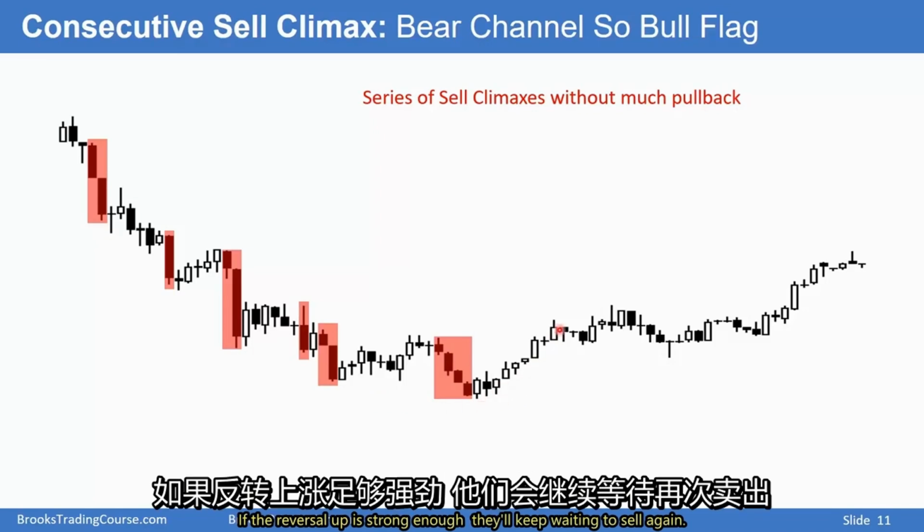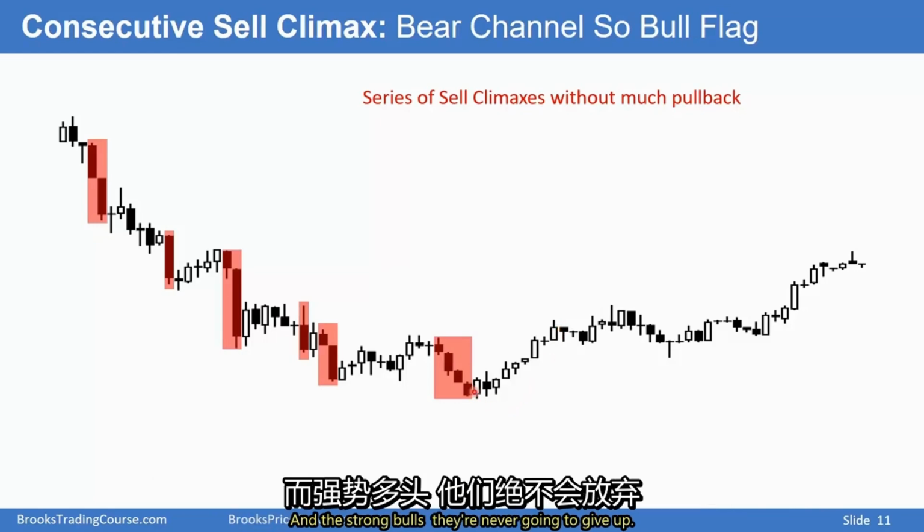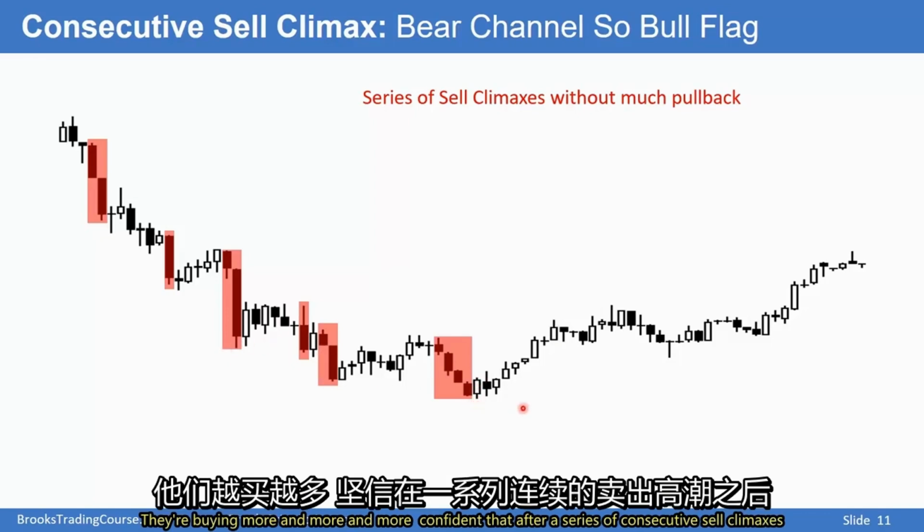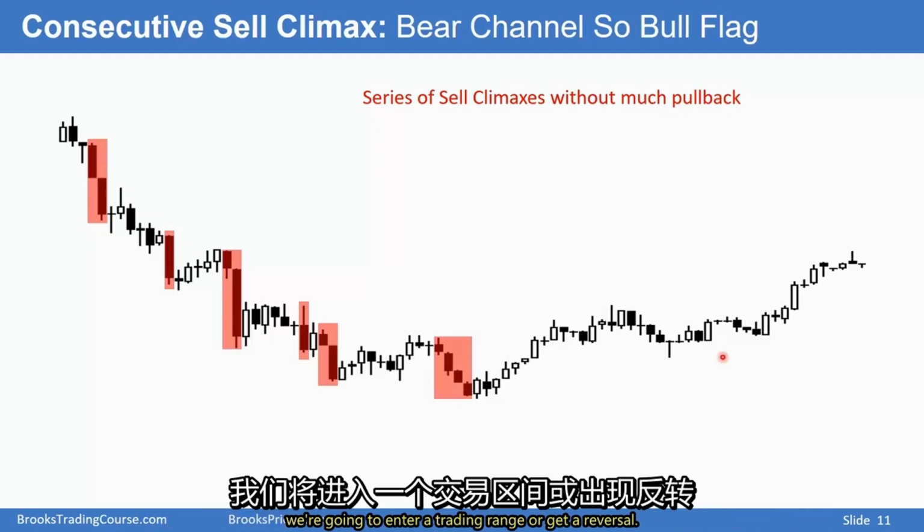If the reversal up is strong enough, they'll keep waiting to sell again. And the strong bulls, they're never going to give up. They're buying these lows, every new low, they're buying more and more and more, confident that after a series of consecutive sell climaxes, we're going to enter a trading range or get a reversal.